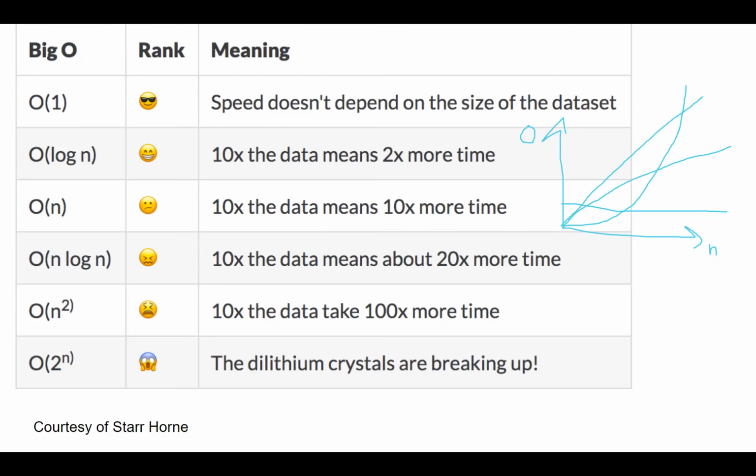Versus O of n log n, we'll forget about that one. O of n squared takes up 100 times more time to run. And O of 2 to the n is 2 to the 10th power, which is, I think, 1024, a really big number of times to run. So the way we determine this efficiency is by just analyzing our functions or by using a timing tool. And we'll run through both ways in a second.